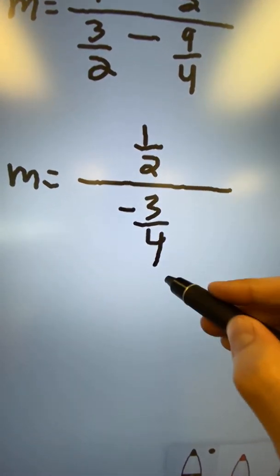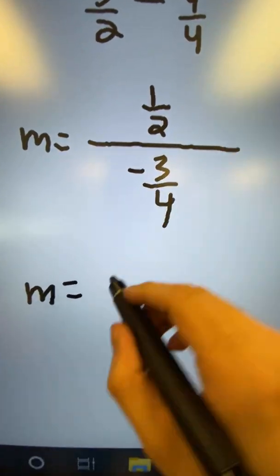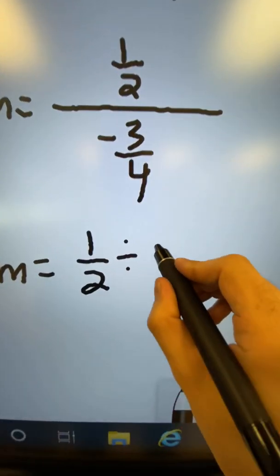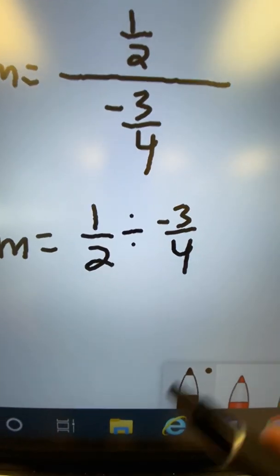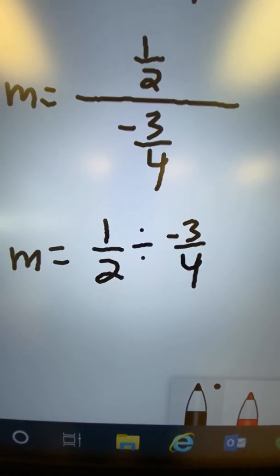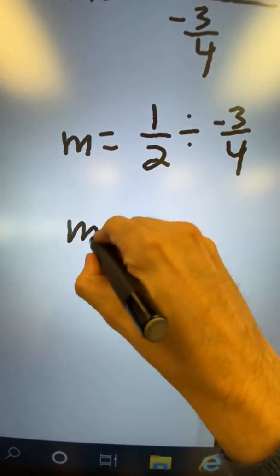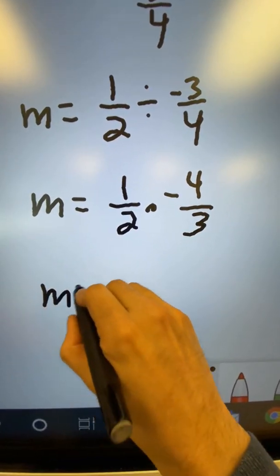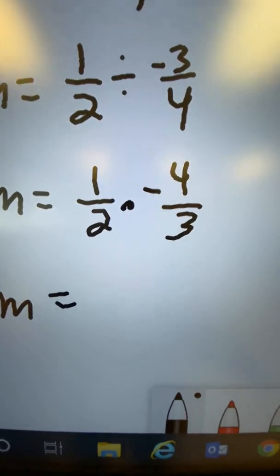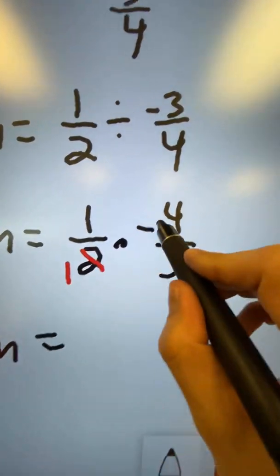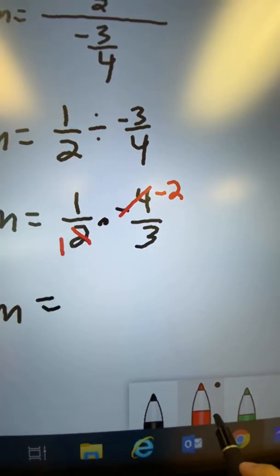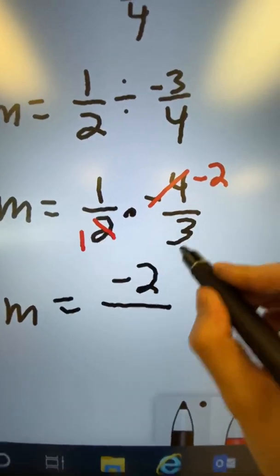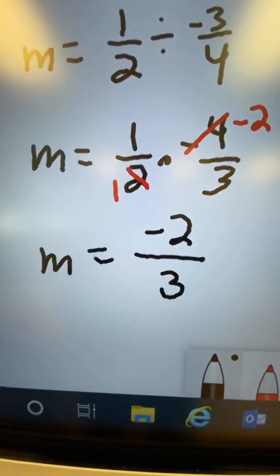Now, in order to do this problem, we have to actually divide. So when I read this, it is 1/2 divided by negative 3/4. To divide this out, I'm just going to follow the algorithm for division. That means we're going to do 1/2 times negative 4/3. I can simplify the 2 and the negative 4 here. If I divide this by 2, I get 1. Divide this by 2, I get negative 2. That's the greatest common factor for those two. Now I get 1 times negative 2 is negative 2, over 1 times 3, which is 3. And I can see my slope is negative 2/3.